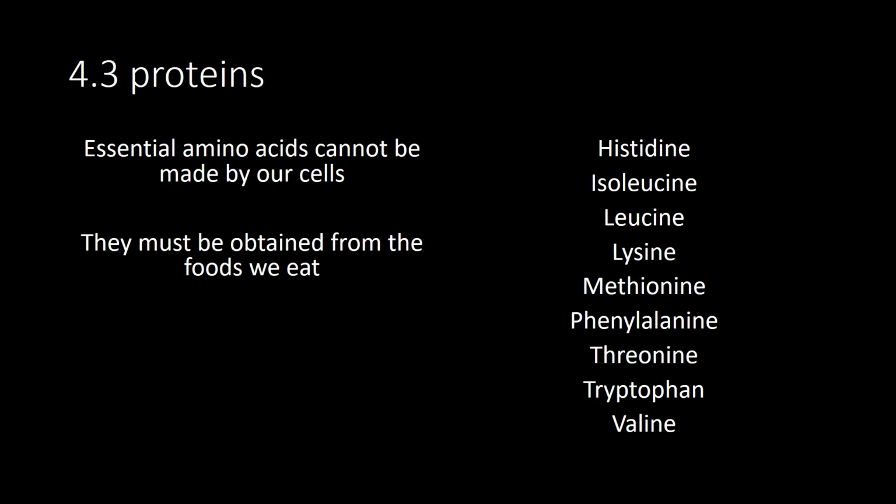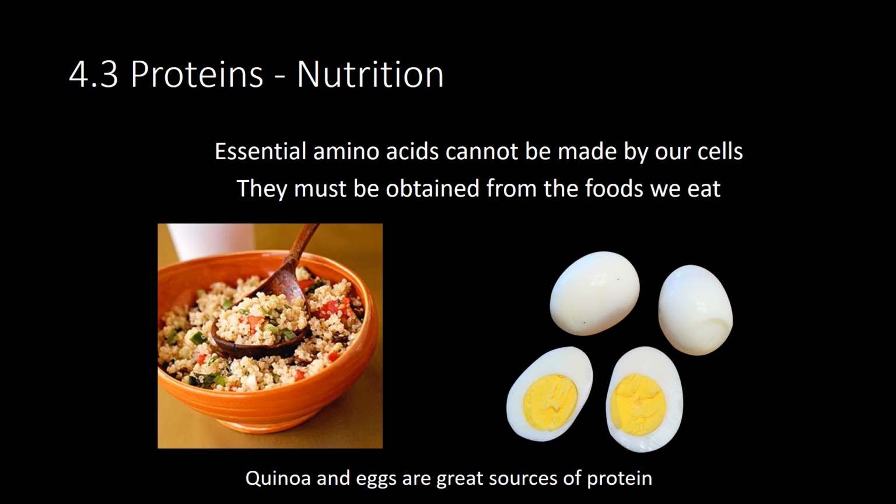Okay, you may have heard of essential amino acids. Now, we require 20 different types of amino acids to make all the tens of thousands of proteins in our body. So the essential amino acids, there are 9 of them. There they are. We have to have them, but we can't make them. So we have to get them from the foods that we eat.